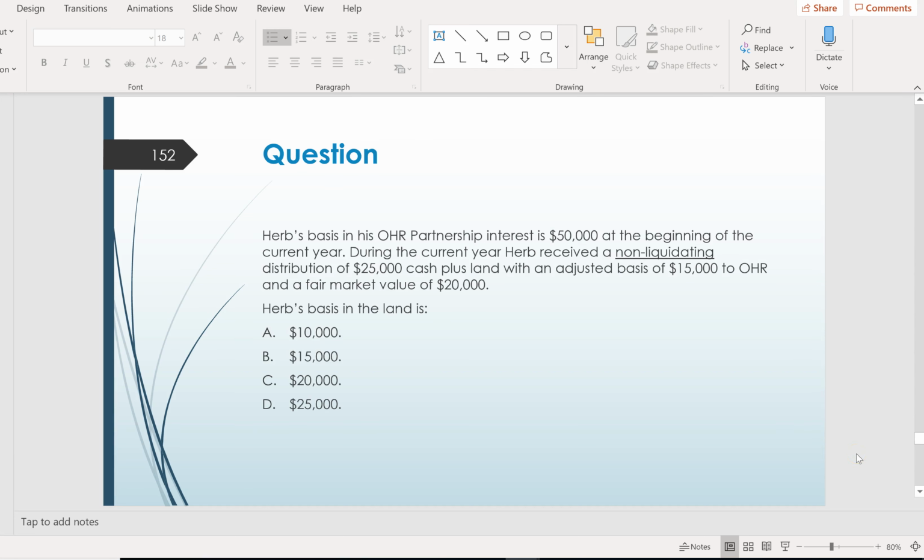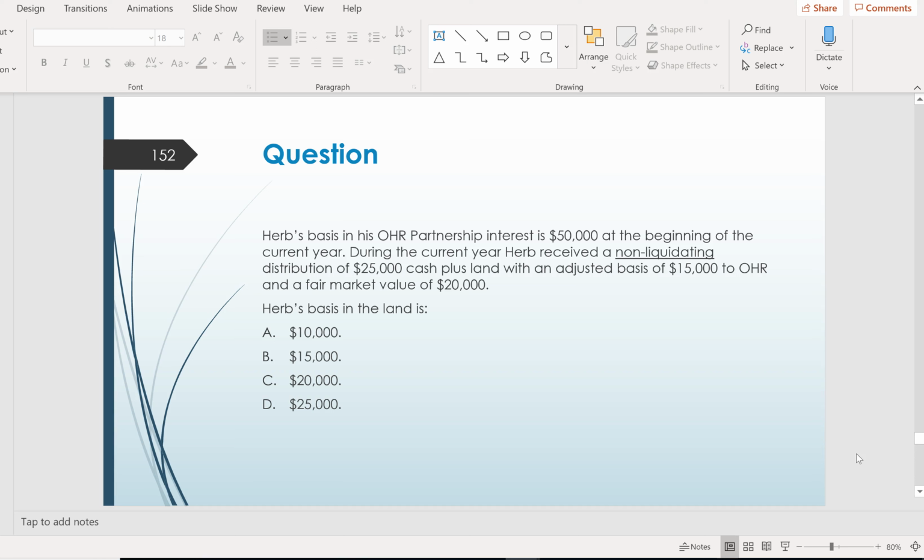The other kind of partnership question I want you to make sure you understand is distributions. Both liquidating and non-liquidating distributions from a partnership are always tested. So Herb's basis in his OHR partnership interest is 50,000 at the beginning of the current year. So there's his basis, 50. During the current year, he received a non-liquidating distribution of 25,000 in cash, plus he got land with a basis of 15 and a fair value of 20. What's his basis in the land?